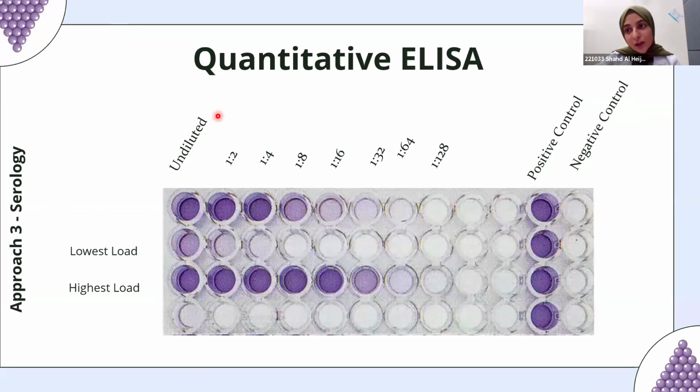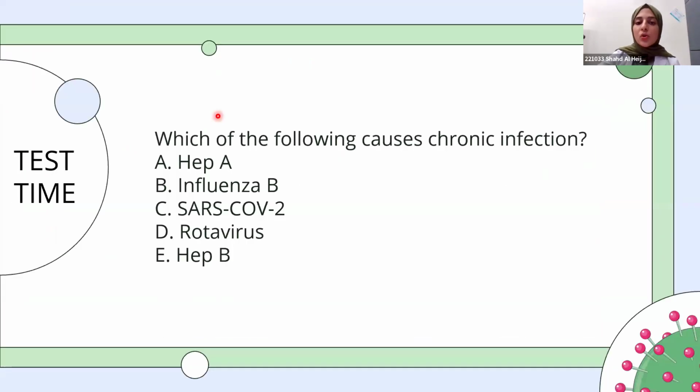This brings us to the end of lecture 3. One more lecture to go. Now we have a few questions. Which of the following causes chronic infection?